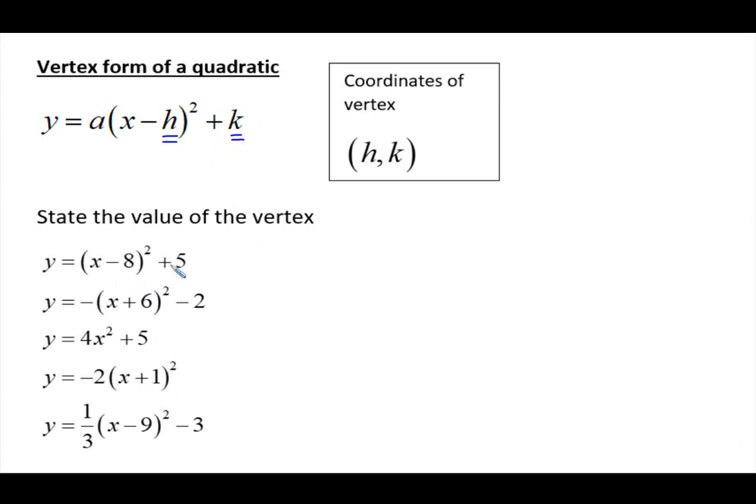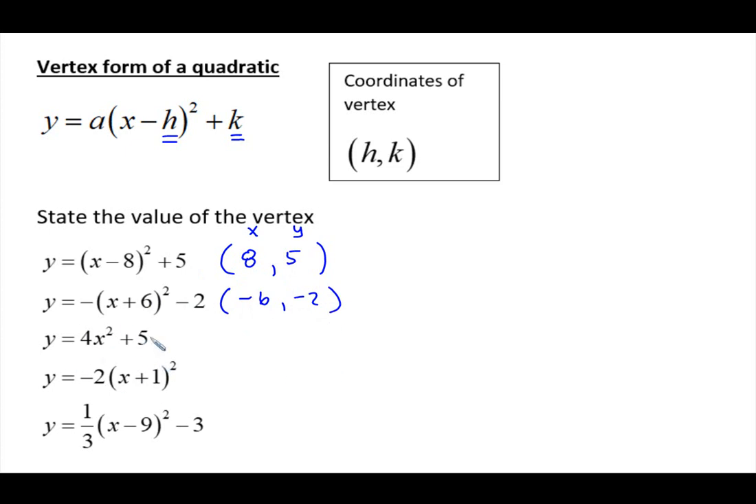Now, if we need to find the vertex for this first one here, remember, I told you that for the x value of the vertex, you have to do the opposite of what's inside the parentheses. We always did the opposite for h. So if it's minus 8, that means x is positive 8. And then the k value is 5. So the vertex is 8 comma 5. The vertex for the next one would be negative 6 comma negative 2.